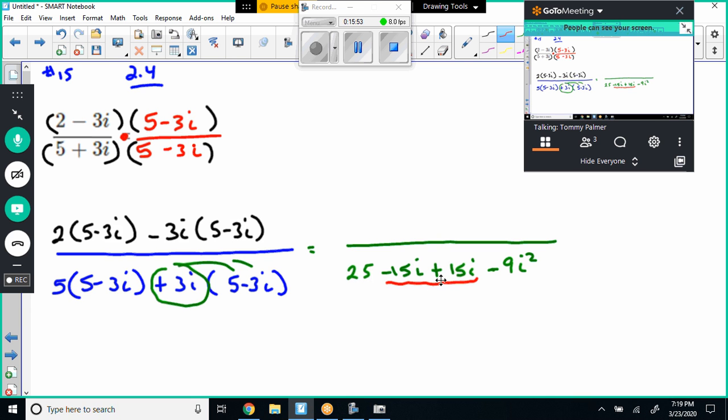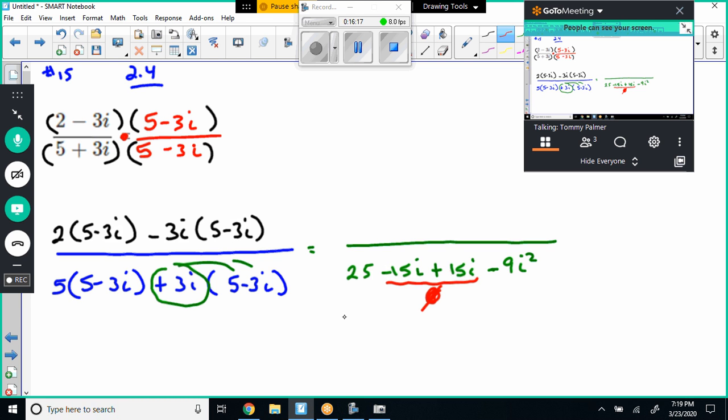These two like terms all go to 0, right? Because they're additive inverses of one another. So those are going to drop. That's what the difference of squares is doing. That's what the 5 minus 3i multiplied to 5 plus 3i is going to do. It's going to get the i out of the denominator. That's the whole process of what we're trying to achieve.